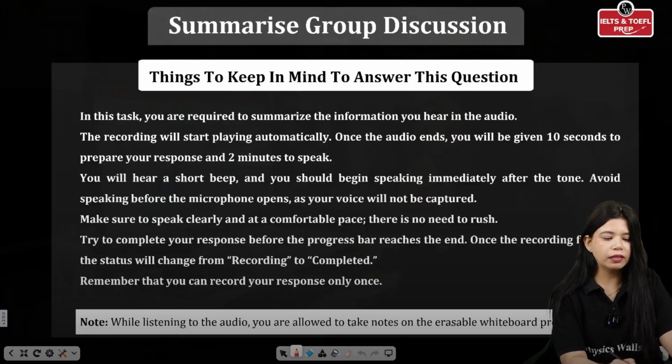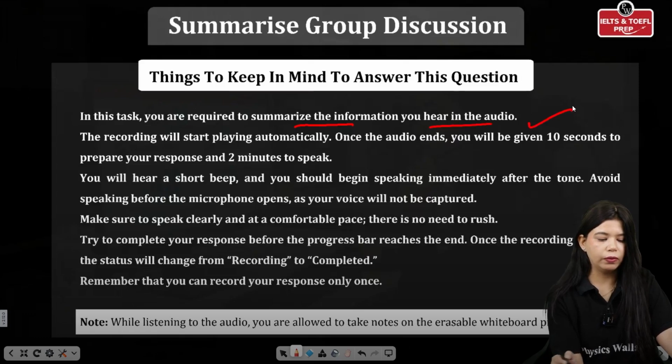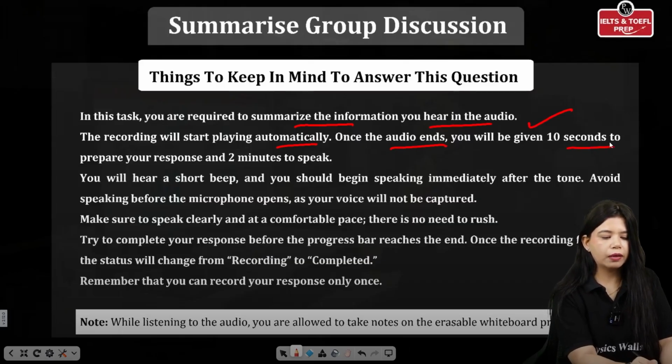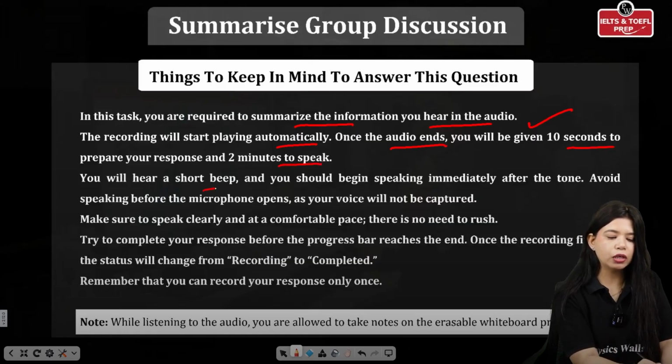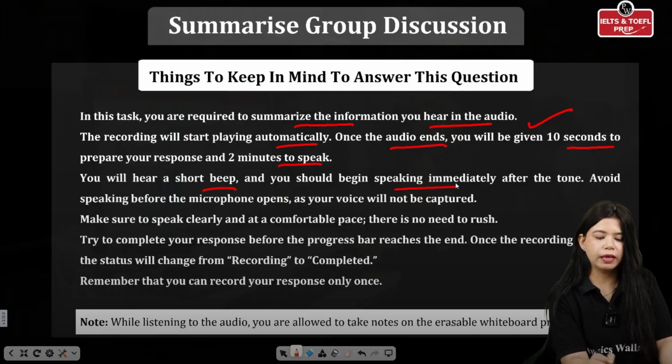discussion. In this task, you are required to summarize the information you hear in the audio. The recording will start playing automatically. Once the audio ends, you will be given 10 seconds to prepare your response and 2 minutes to speak. You will hear a short beep and you should begin speaking immediately after the tone.